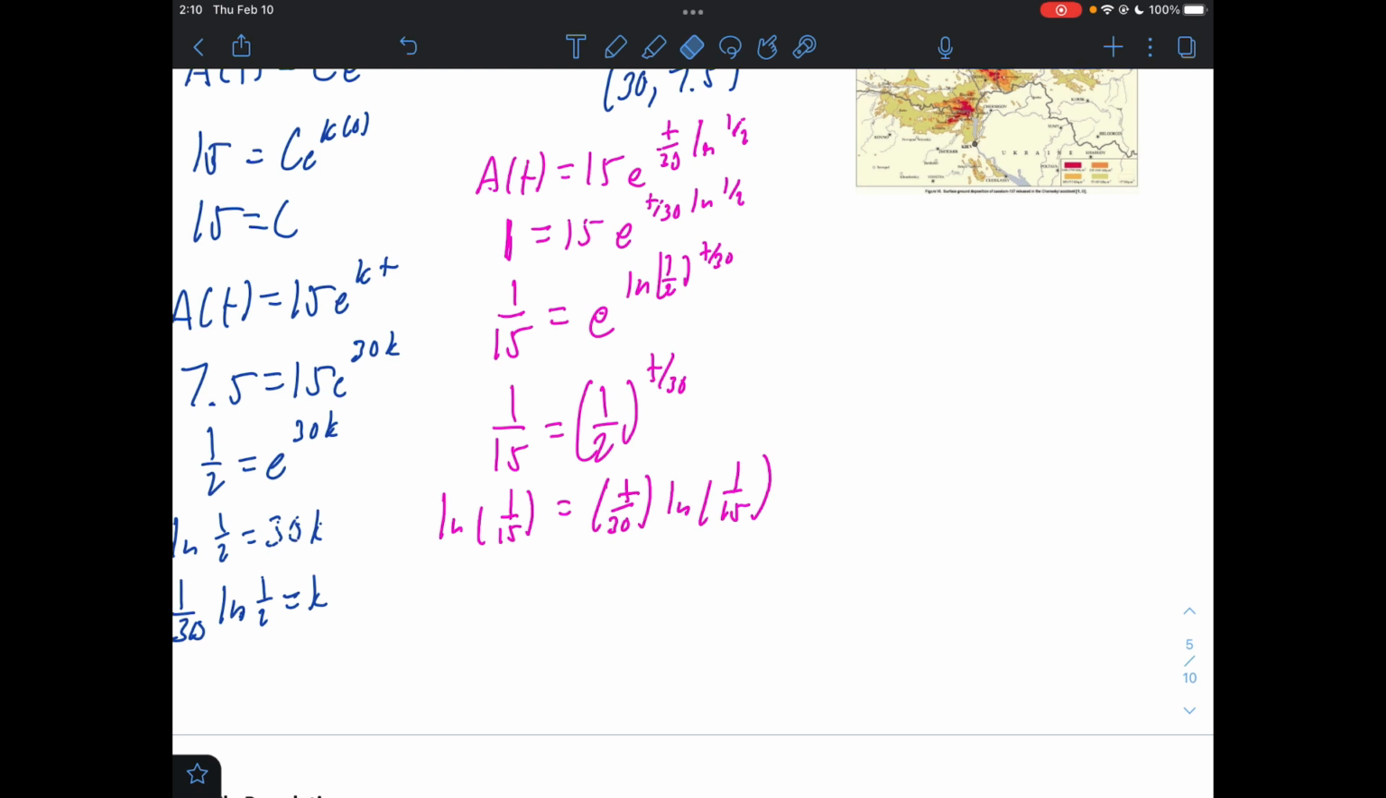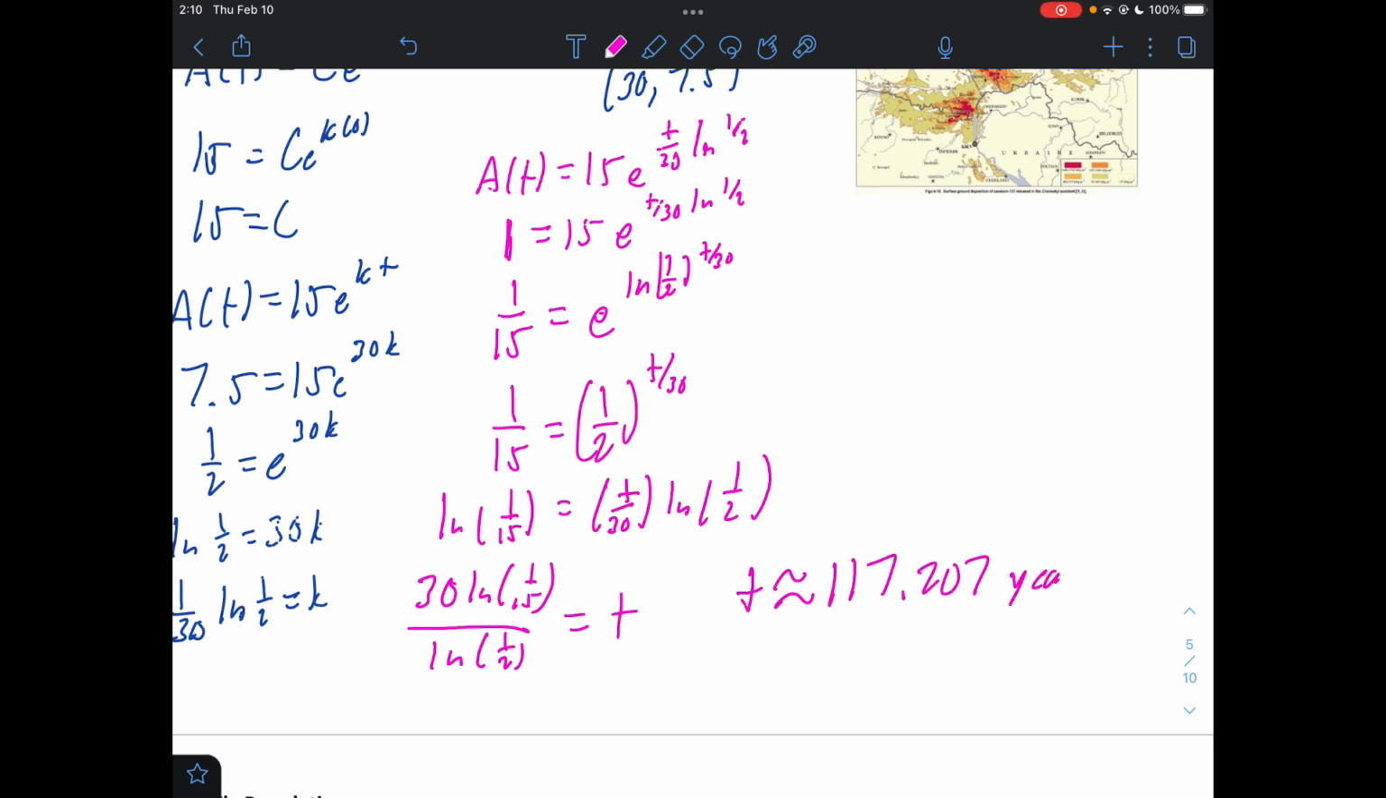Oops, I put 1/15, I meant 1/2. Okay, so then solving for t, what we've got to do is multiply by 30 and divide by ln 1/2. So 30 ln 1/15 over ln 1/2 is t. We can now type that into our calculator, and what we would get is 117.207 years.